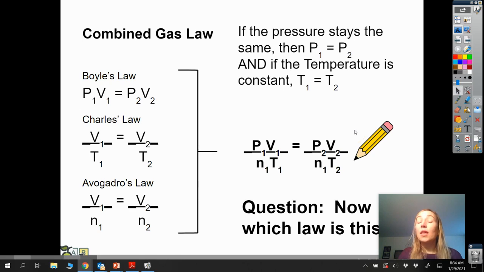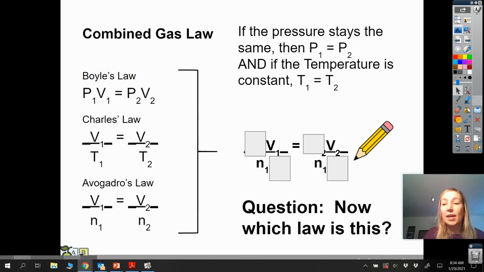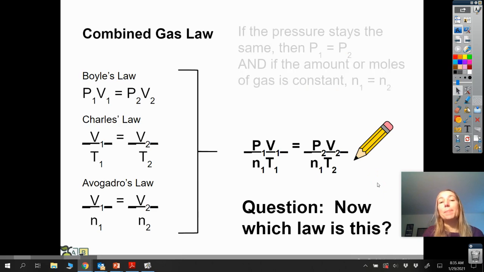Then let's imagine that we have a problem where pressure stays constant and temperature stays constant. You're controlling the pressure and temperature of your experiment, but maybe you're changing the number of moles and therefore the volume is changing. And then we go, okay, well, now what gas law is this? Well, this is just Avogadro's law. So all of the other gas laws are hidden inside this combined gas law.